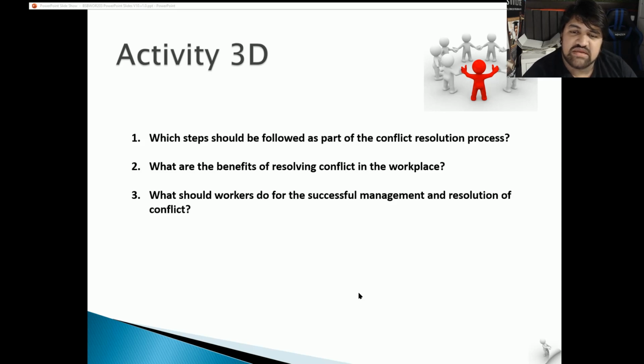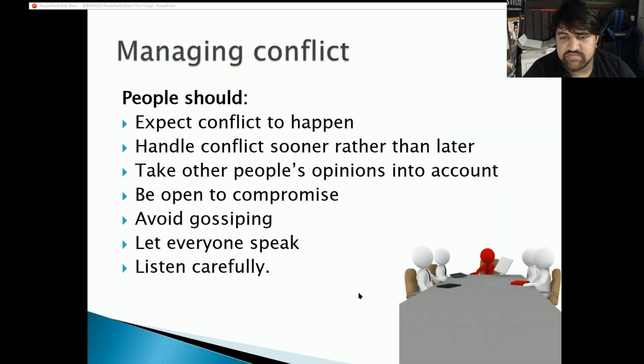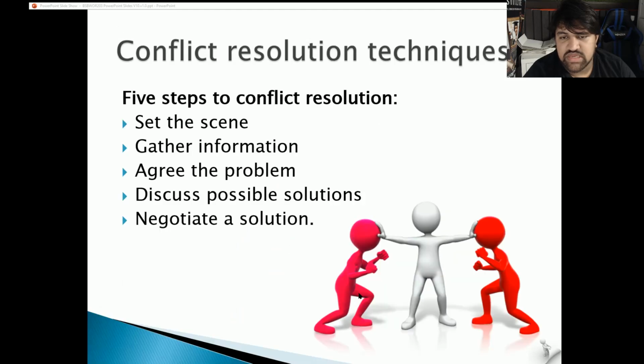Activity 3D. Which steps should be followed as part of the conflict resolution process? So when we're doing conflict resolution, we should be setting the scene. We should gather all the information that is available to us. Agree that there is a problem. Discuss any possible solutions that we could come up with, and then negotiate an ultimate solution.